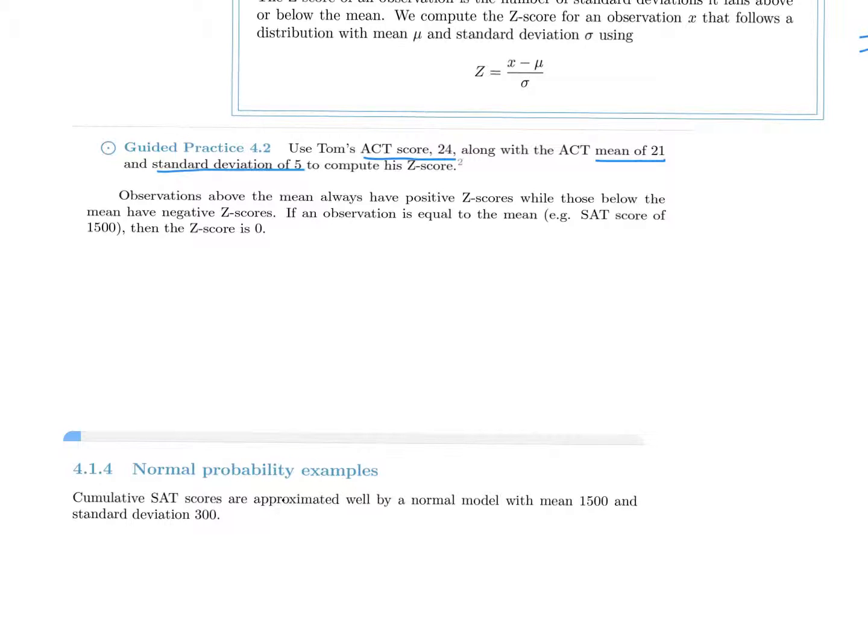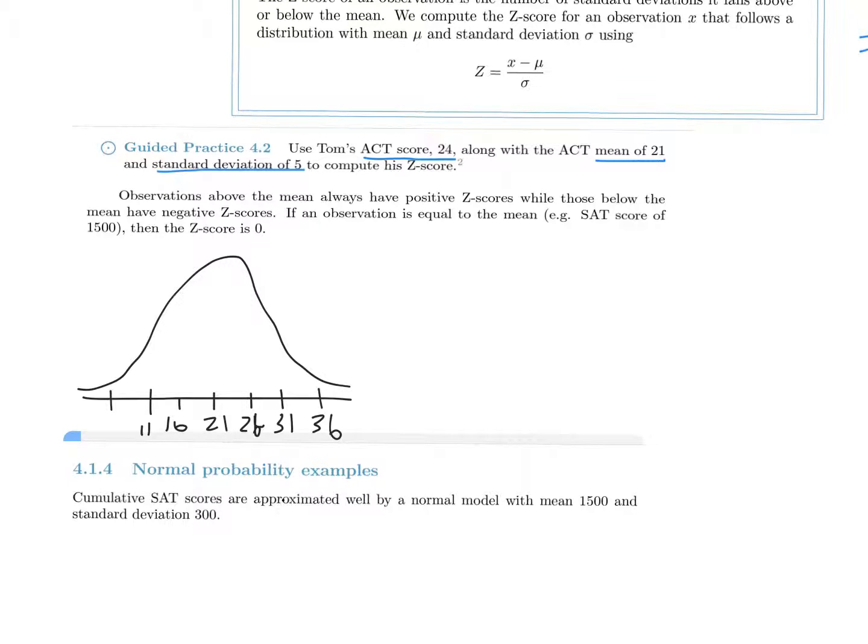So I'm going to start by just drawing the bell shape, and we will practice this a lot. And I'm going to put the mean, which is the mean ACT score of 21, right in the middle. And I'm going to go 3 tick marks to the right, each space being worth 5. So this would be 26, this would be 31, and this would be 36. And then 3 tick marks to the left as well, also representing increments of 5. So 16, 11, and 6.